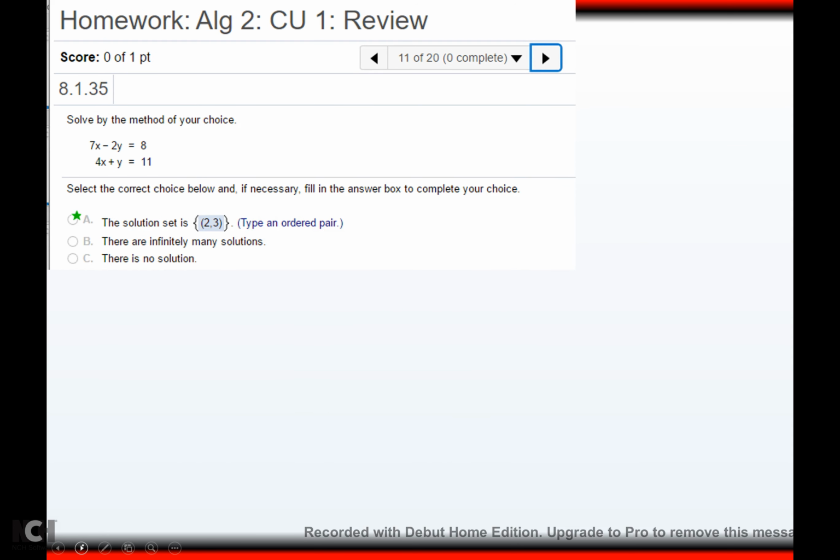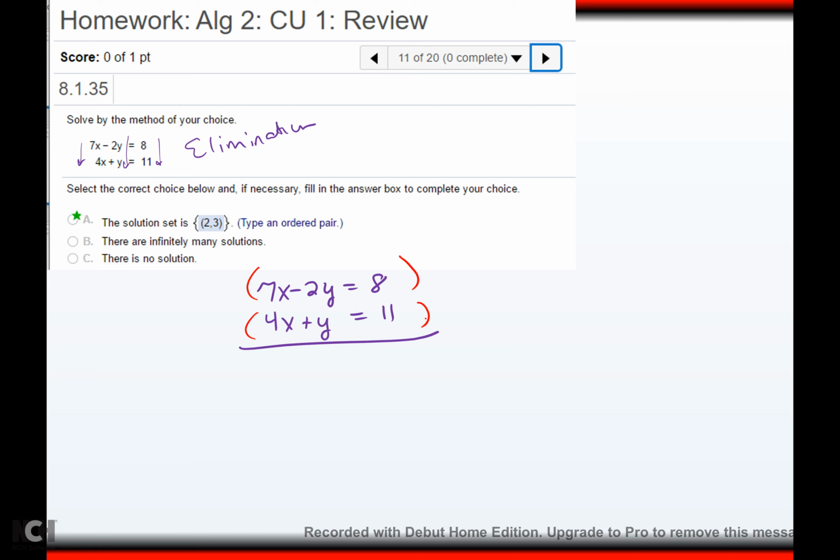Alright, again, solve by the method of your choice. See how everything lines up: x's line up, y's line up, equal signs line up, constants line up. That is perfect for elimination. So elimination, I line them up vertically. 7x minus 2y equals 8. 4x plus y equals 11. Pick a variable to eliminate. I'm going to pick the y's. They're smaller. So bottom to the top, top to the bottom.